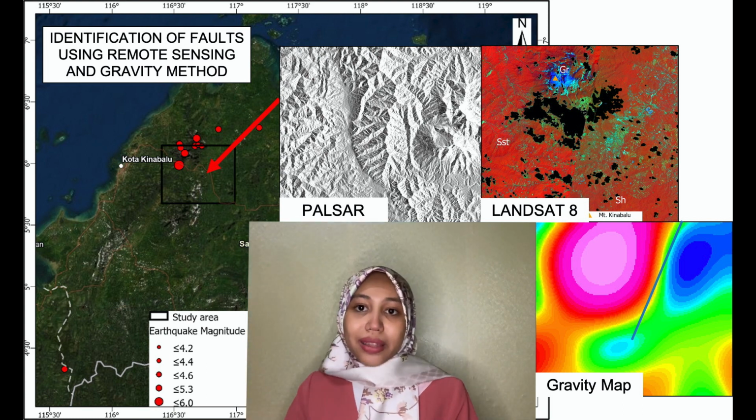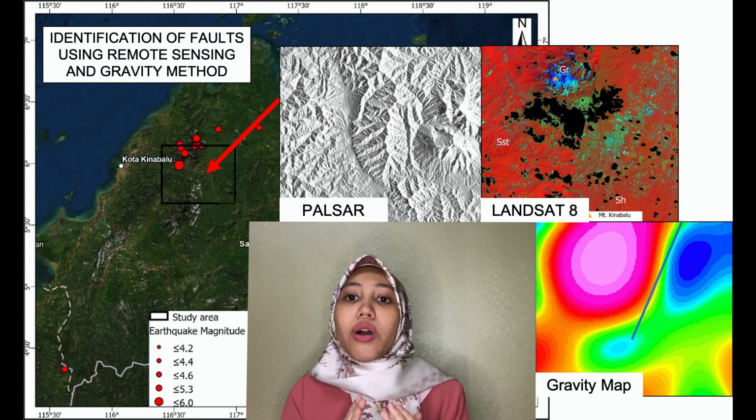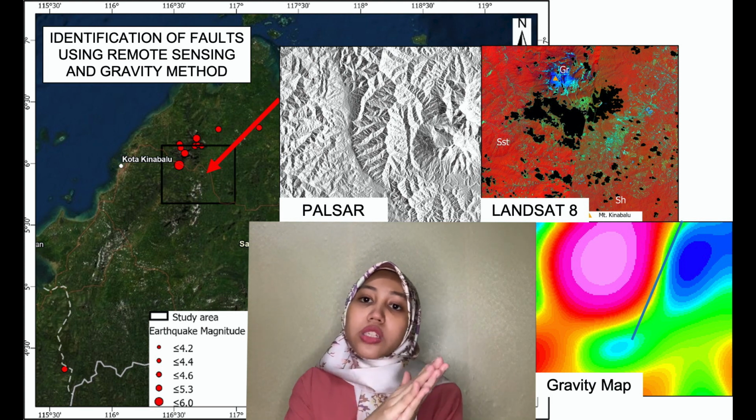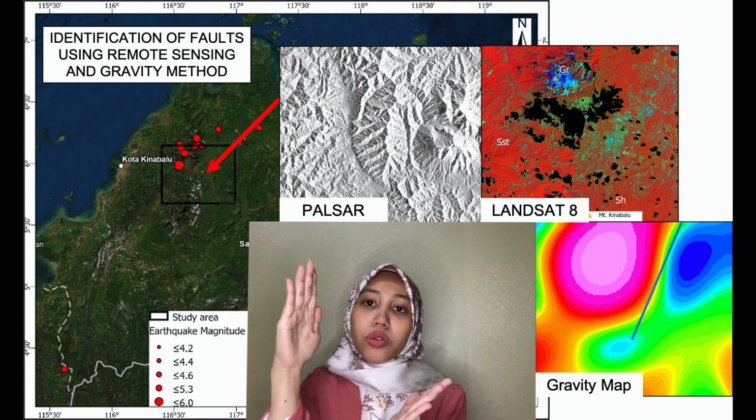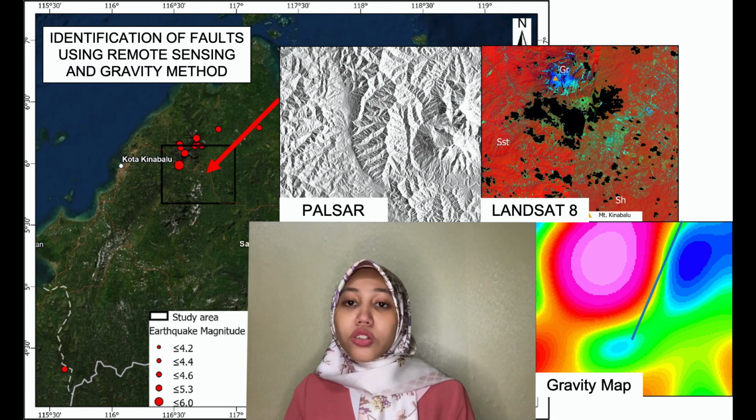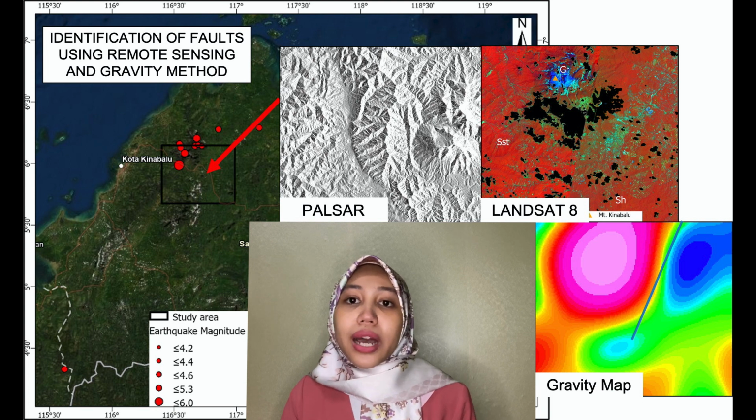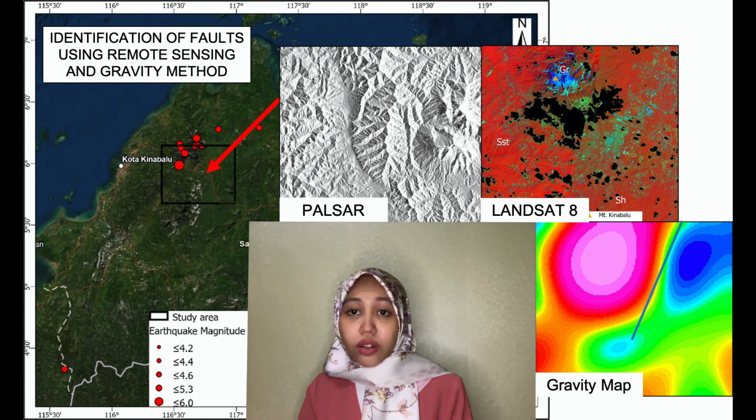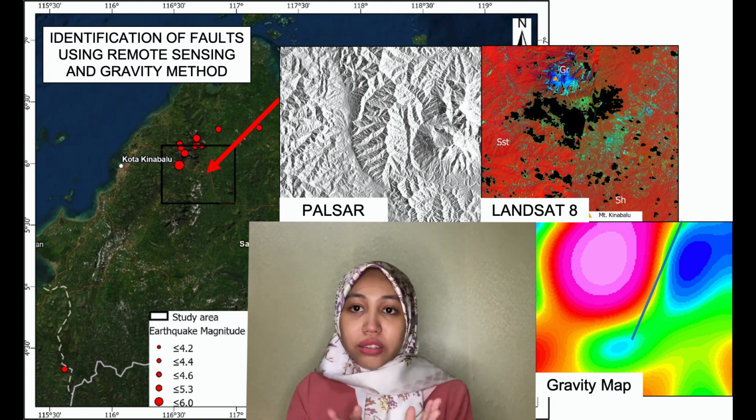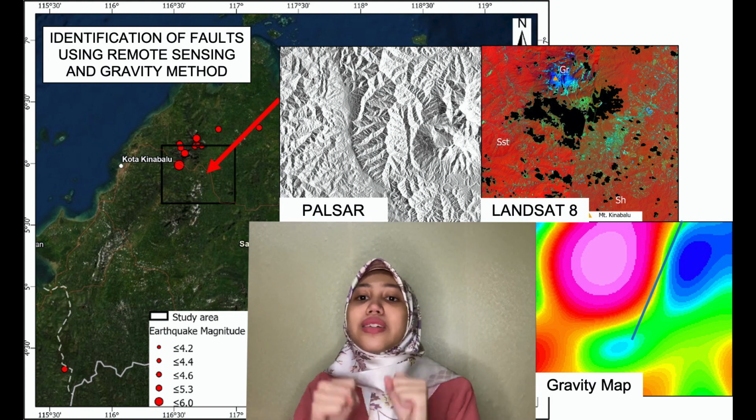From the gravity method, we can detect the density value of the material, and the abrupt change from a low value to a high value may indicate a change in the lithology and may also indicate a fault. So from the remote sensing and gravity method, I can identify the potentially active faults that may trigger the earthquake, and these results may contribute to producing hazard maps in Sabah.